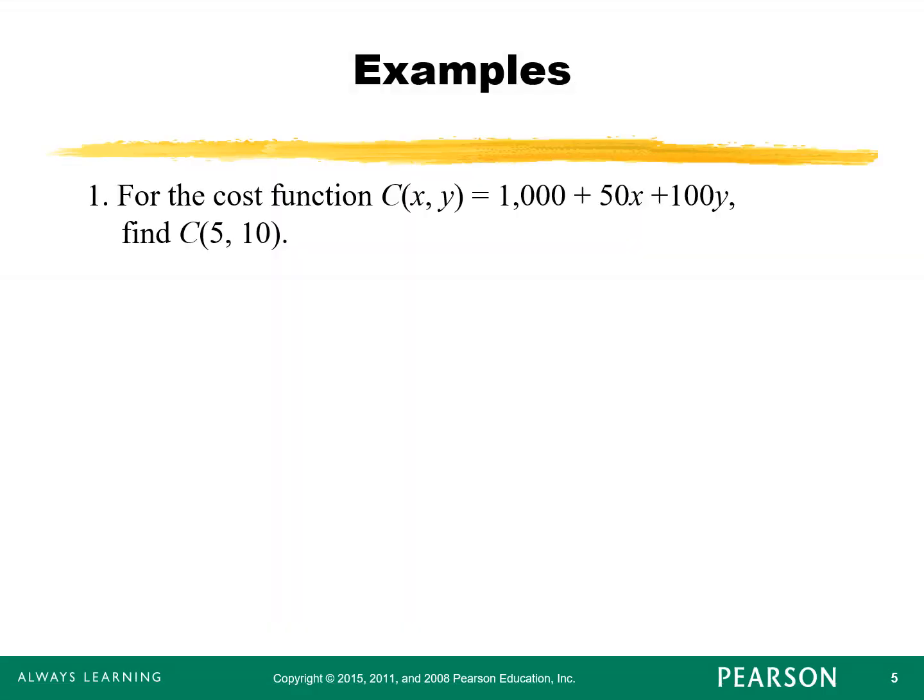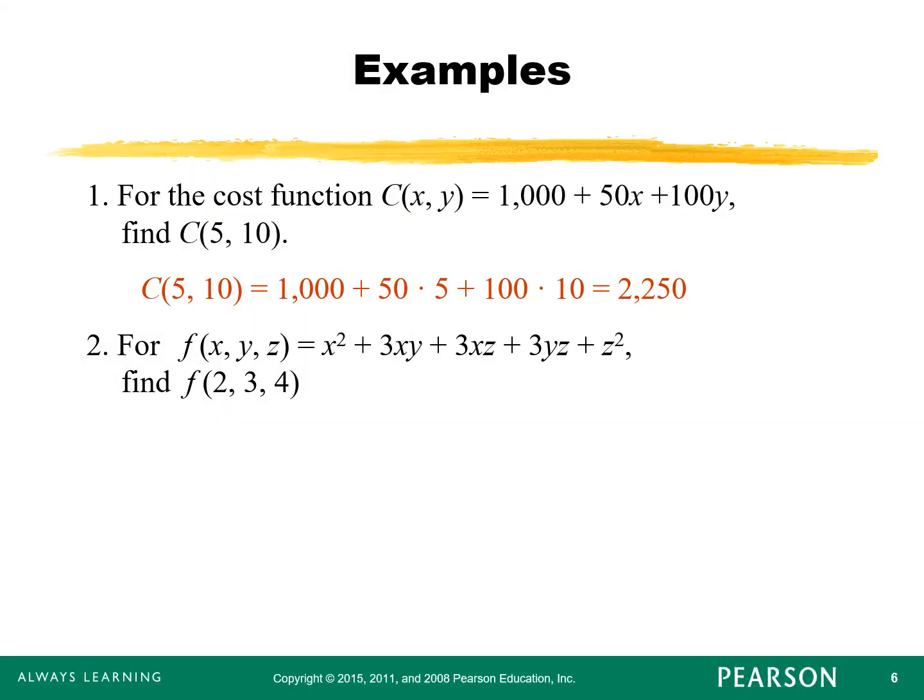Examples: the cost function of a company, C(x, y) equals 1000 plus 50x plus 100y. Find C(5, 10). Usually the second input as we know it is the y, and the first is the x. So you can go for the second part. This is the solution. For x and y, the 1000 is always written here, the 50 multiplies the 5, which is the x, and the 100 multiplies the 10, which is the y. Here is as shown, that's the final answer.